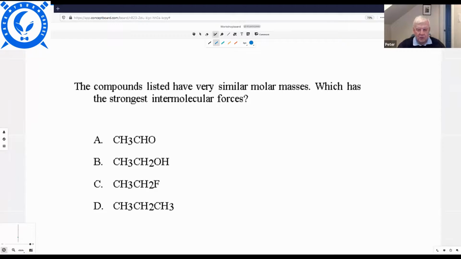So let's just list what are the intermolecular forces in each of these compounds. For every compound that you encounter, you can automatically write London forces. Everybody has London forces.